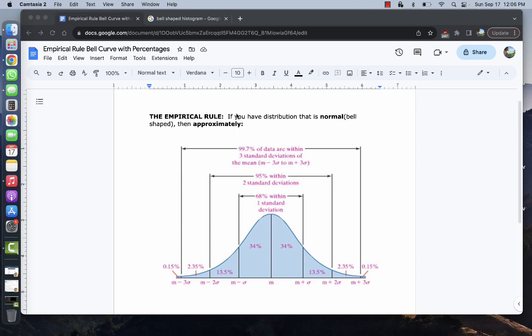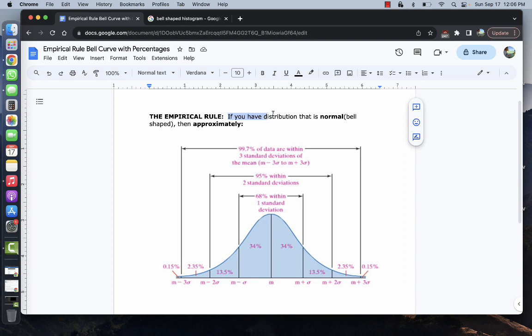So let's be clear on what we mean by the empirical rule. It starts here by saying if you have a distribution that is normal, sometimes called bell-shaped, and then it tells you the rule. But let's just go back over what a bell-shaped distribution even is.